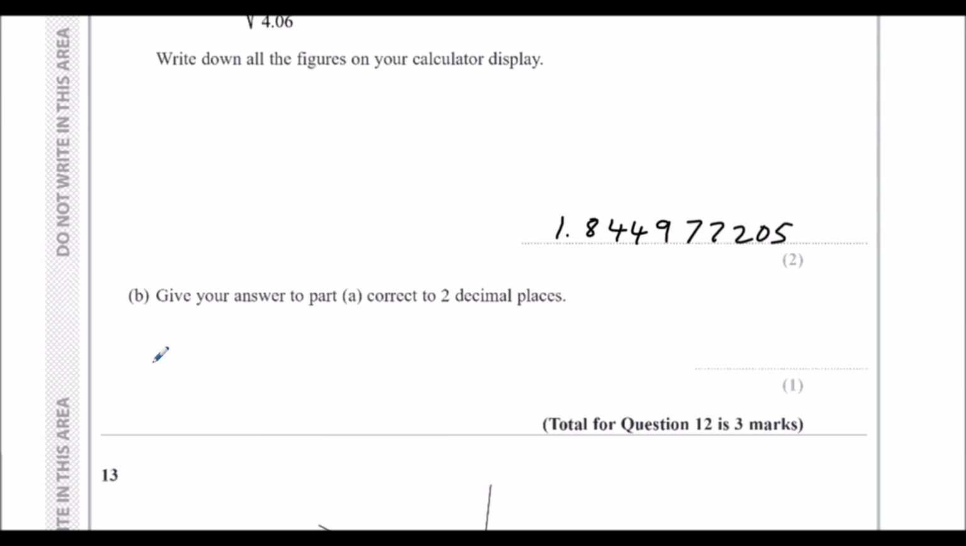Part B, give your answer correct to 2 decimal places. So that's 2 numbers after the decimal point. So 1, 2 we want. Then look at the next number. We only care about the next number, so we don't care about the one after. Is it 5 or above? If it is, we round up. If it isn't, we leave it as it is. So it is not 5 or above. So we're going to leave it as 1.84.